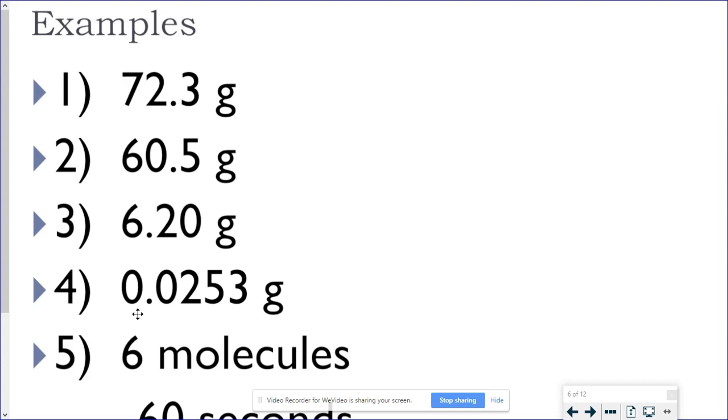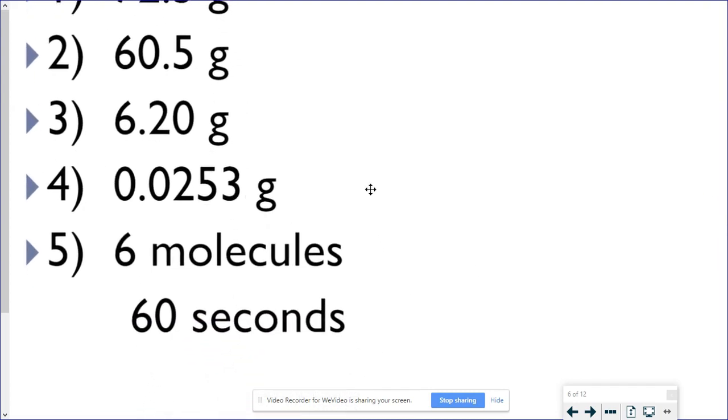Zeros that are just simply there as placeholders do not count as significant figures. So these 2 here are not significant. And another way to remember that is zeros at the front of a number are never significant. So this just has 3 sig figs. The next one here, 6 molecules: if we were counting how many molecules there were, 6 molecules would be a counting number. So that would be 1 sig fig. 60 seconds would also be, because we were counting up the number of seconds. So that would have 2 sig figs in it.